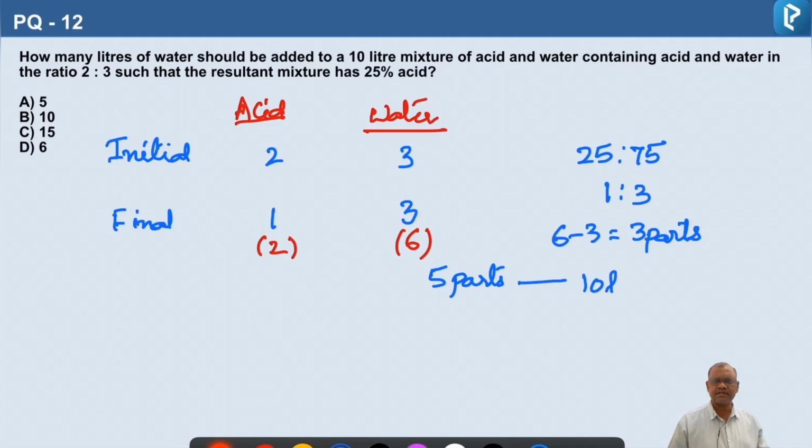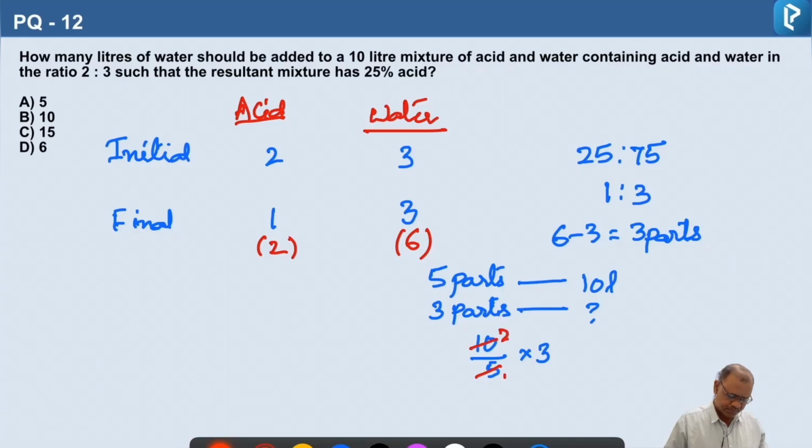Now 3 parts of water is added. So 3 parts is how many liters? If you simplify this, 10 by 5 into 3. So that is 5 ones, 5 twos. So that is 2 into 3 is 6 liters. So that means 6 liters of water is added to make the mixture 25% acid. So the correct answer is option D.